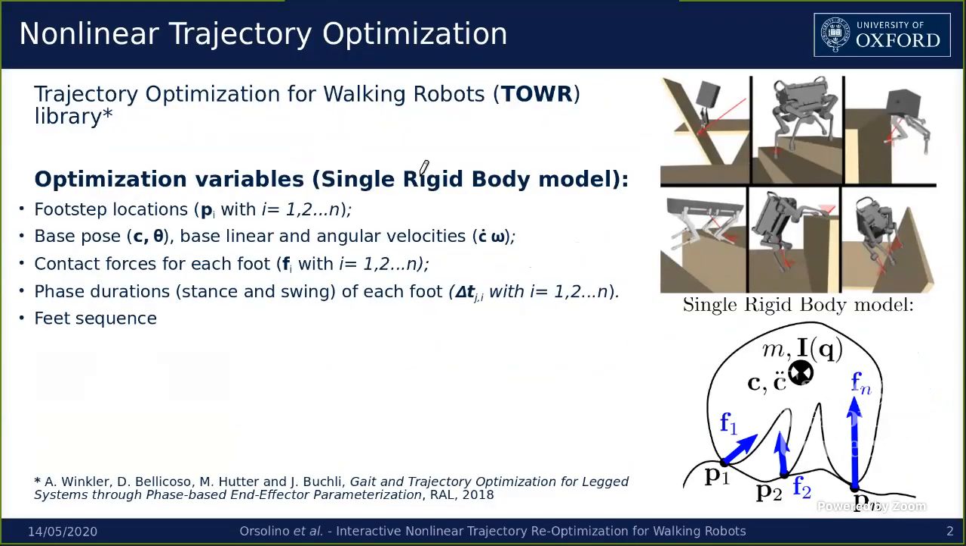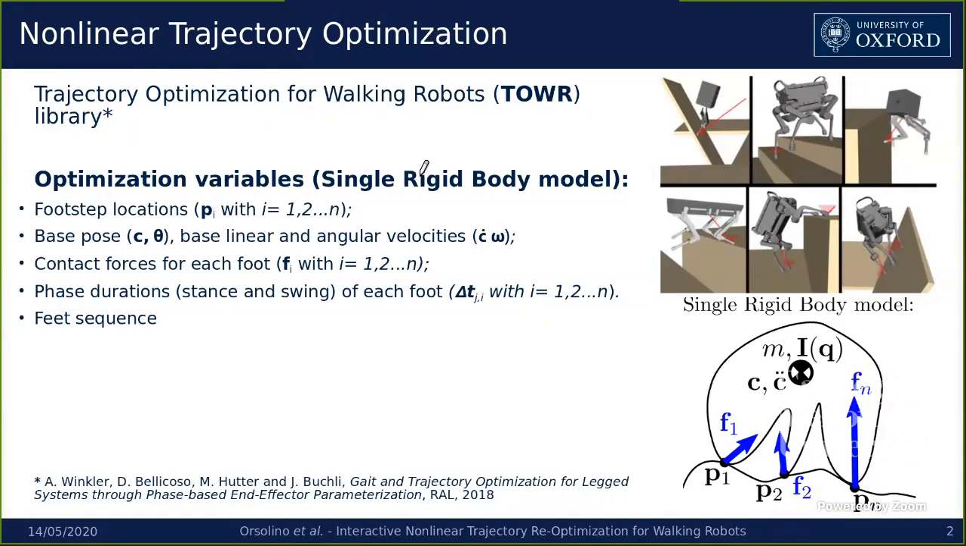Both projects are based on the Trajectory Optimization for Walking Robots library, published by Winkler two years ago, that many of you might know. This library allows us to transcribe a locomotion problem into a nonlinear program through direct collocation, which can then be efficiently solved with a third-party solver.